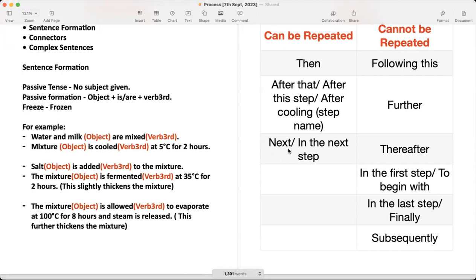Another connector that you can write is next or in the next step. Either you can write next or in the next step. Please do remember though, nextly is not a word. A lot of my students end up writing nextly. Nextly is not a word. Please do not use that.